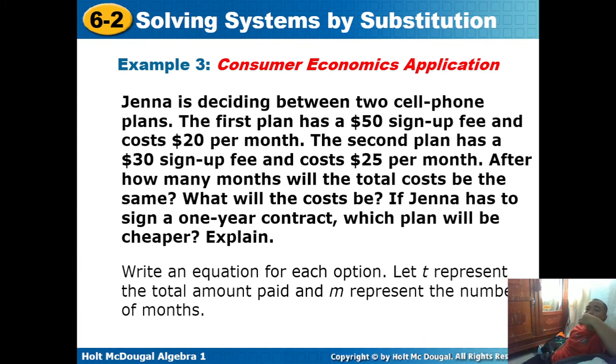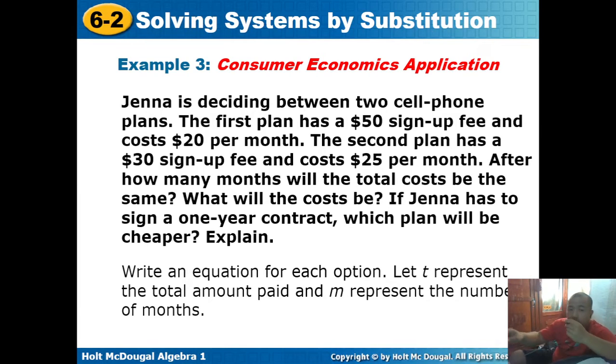This is an example of a consumer economics application. Jenna is deciding between two cell phone plans. The first plan has a $50 sign-up fee and costs $20 per month. The second plan has a $30 sign-up fee and costs $25 per month. After how many months will the total cost be the same? What will the cost be? If Jenna has to sign a 1-year contract, which plan will be cheaper?